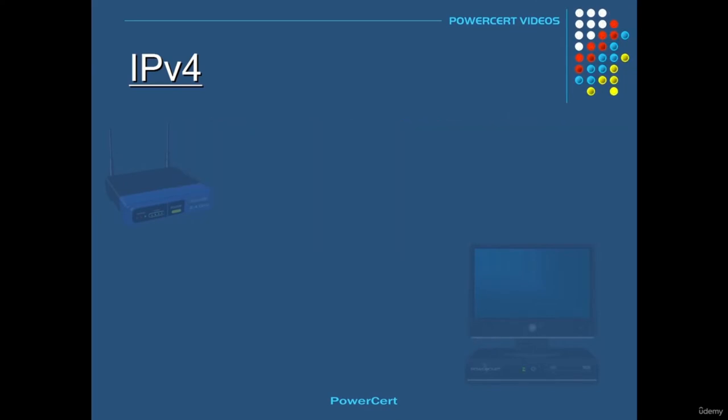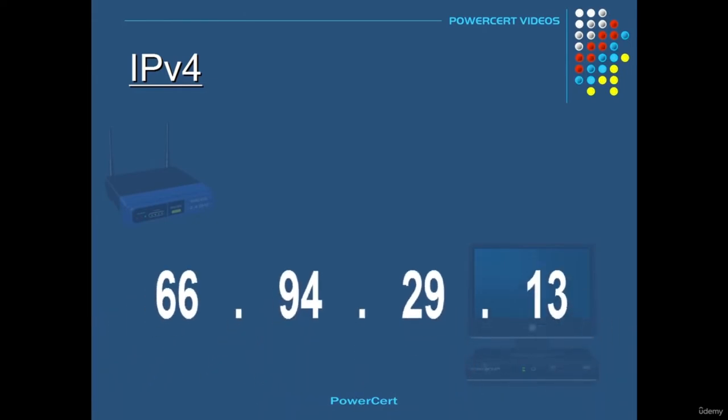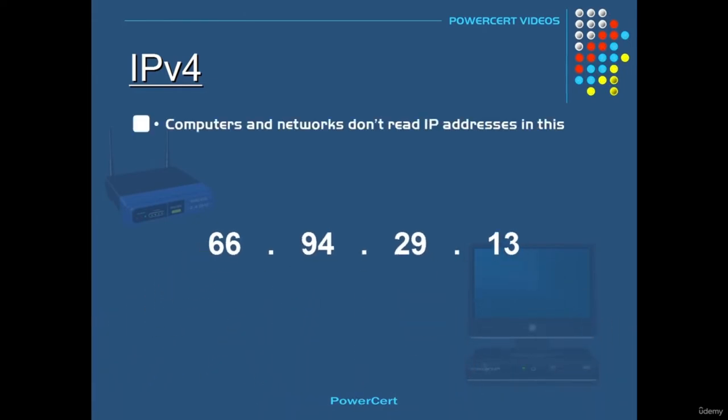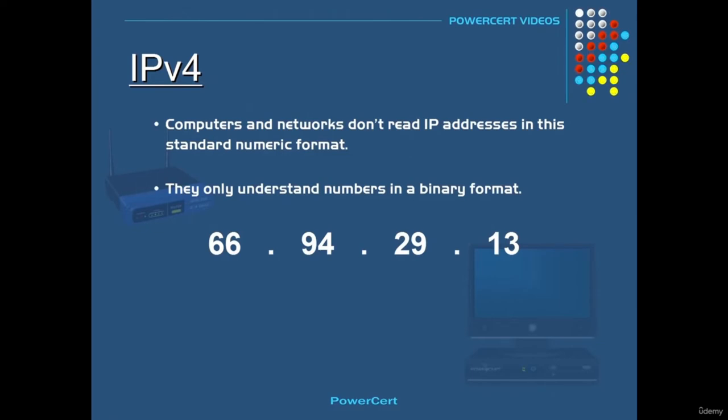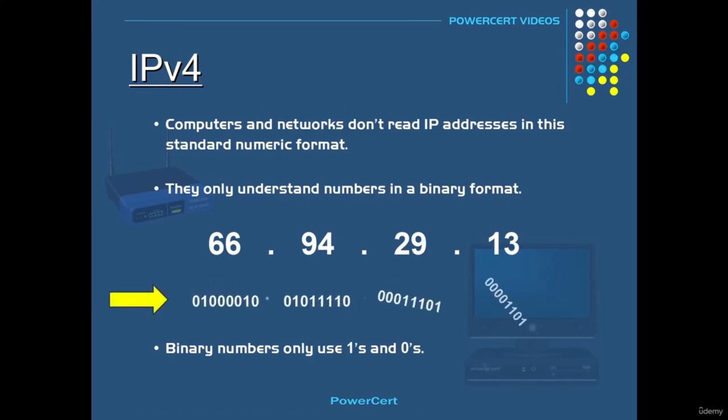In the world of computers and networks, this IP address in this format here is meaningless. Computers and networks don't read IP addresses in this standard numeric format, and that's because they only understand numbers in a binary format. A binary format is a number that only uses ones and zeros. The binary number for this IP address is this number shown here. This binary number is what computers and networking devices actually read. So the question is, how do we get this binary number from this IP address?